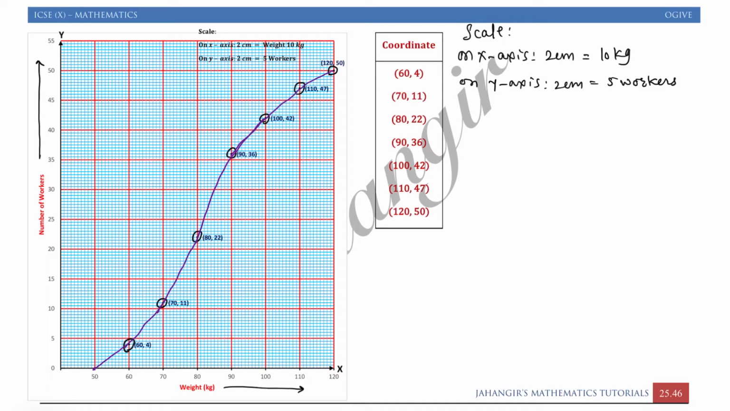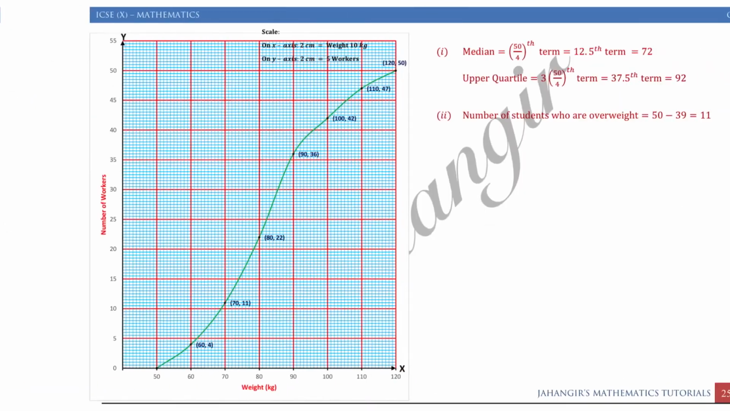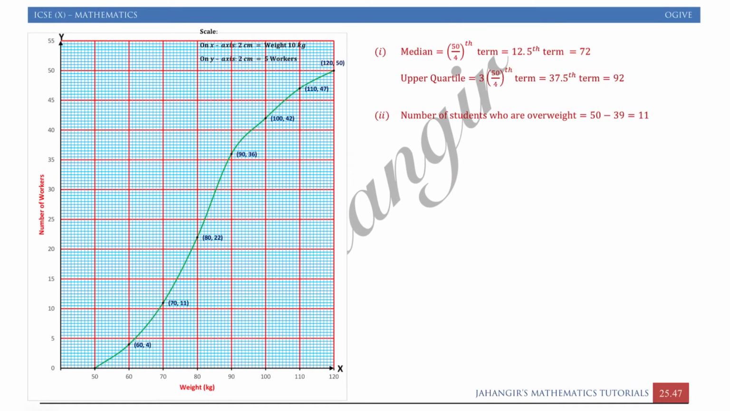Here you have to draw a kink. Don't forget to draw that kink because after 0 we are starting with 50. We are not starting with 0, 10, 20, 30. Once this part is done, we will find upper quartile, lower quartile.